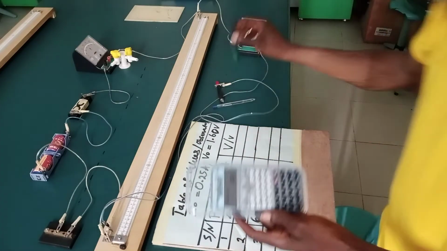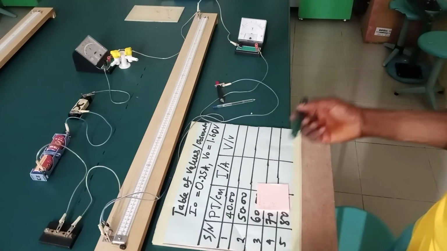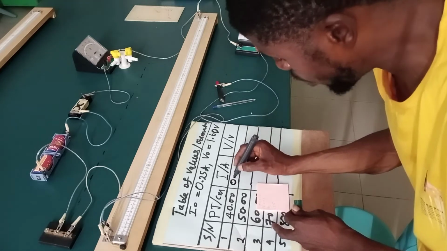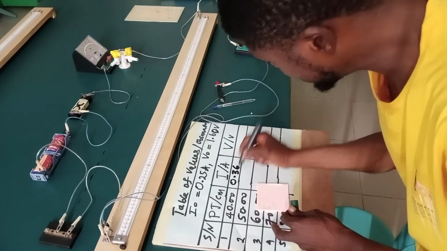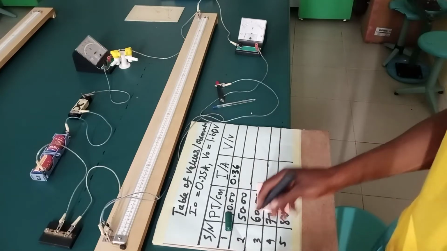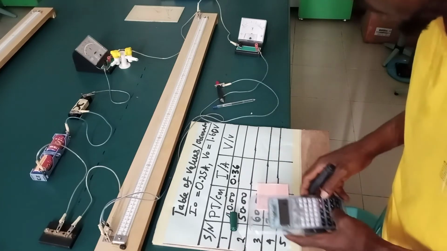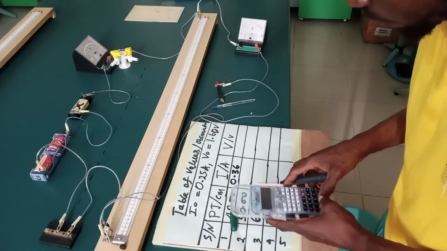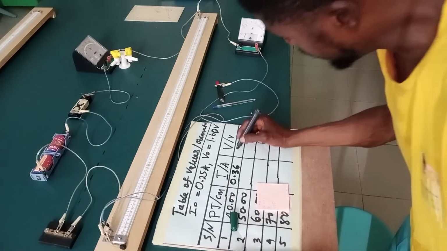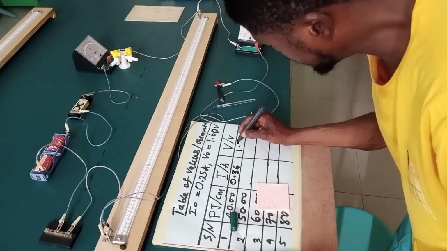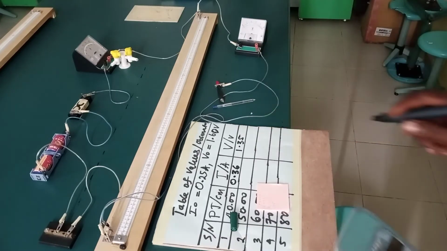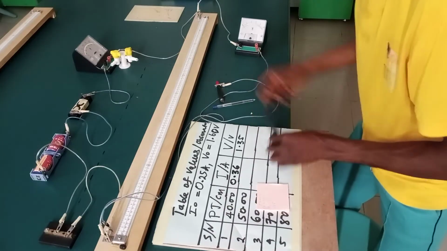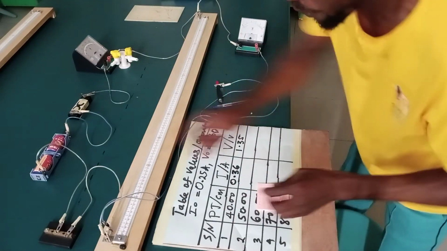What do I have? I have 0.36. So the ammeter reading is actually 0.36. While my voltmeter reading is 13.5 times 0.1. So I have 1.35. So the next value is 50.